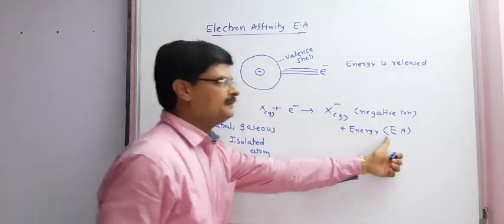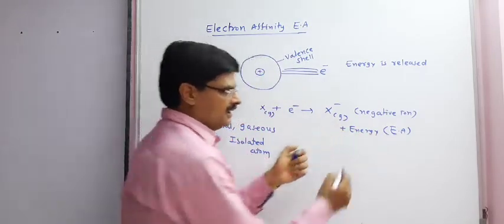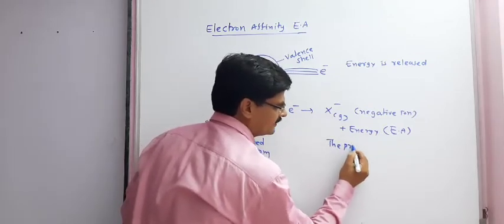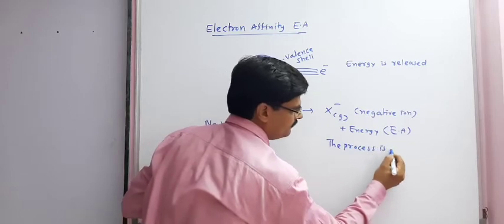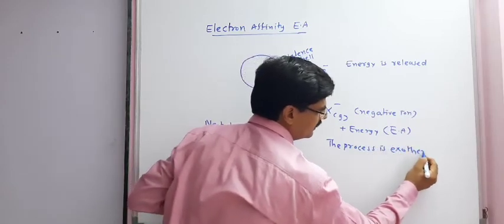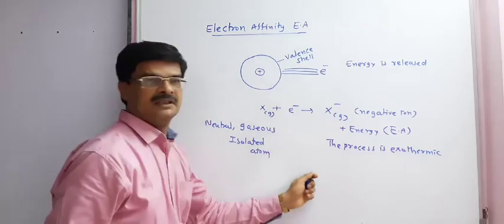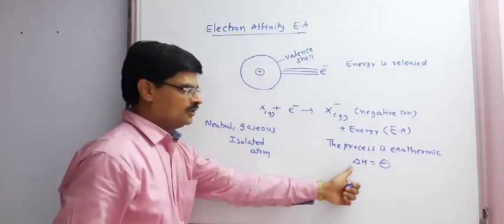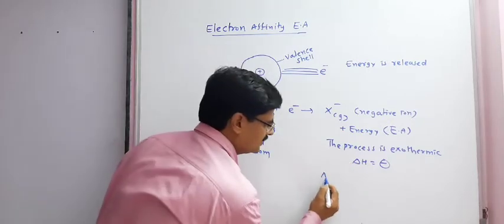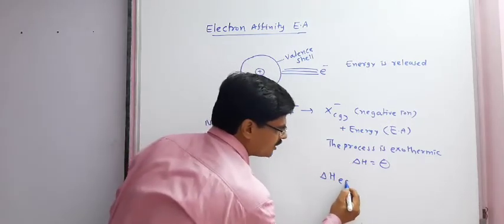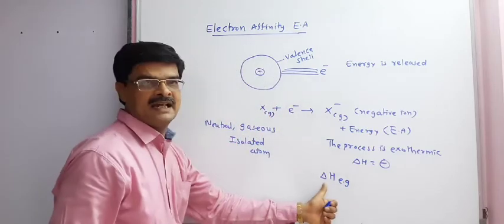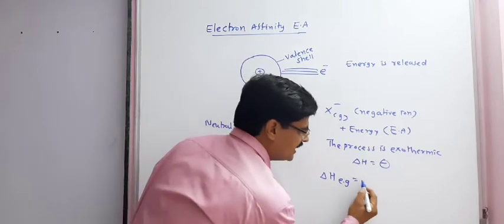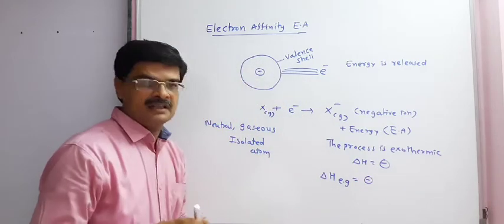So electron affinity is positive. Energy is released here, therefore we can say the process is exothermic. Delta H is negative, so it is also known as delta H electron gain enthalpy. So if EA is positive, then delta H is negative.